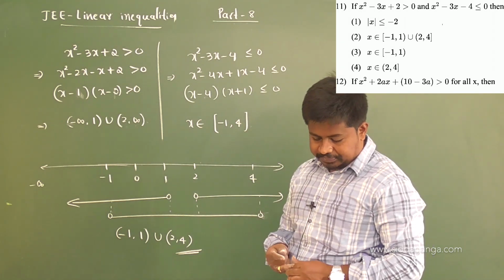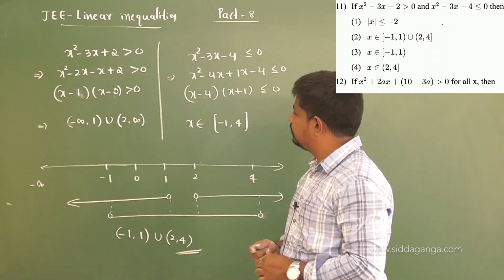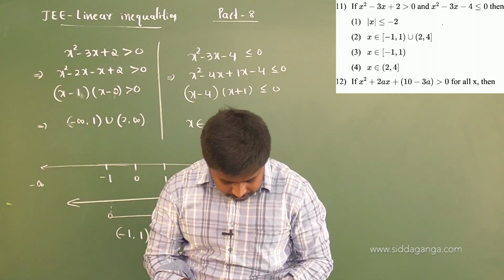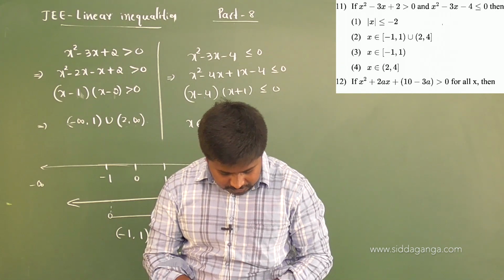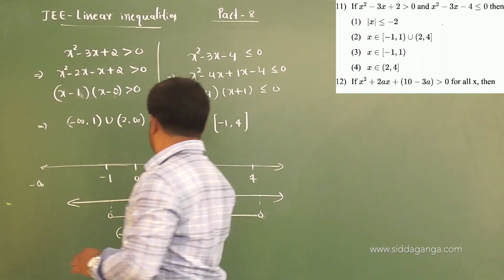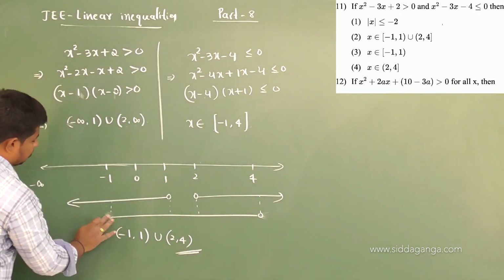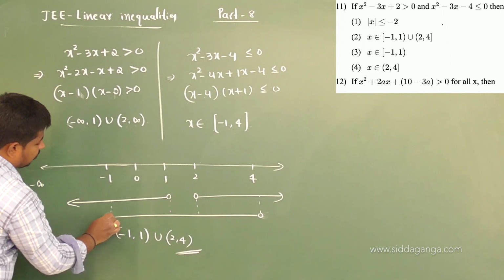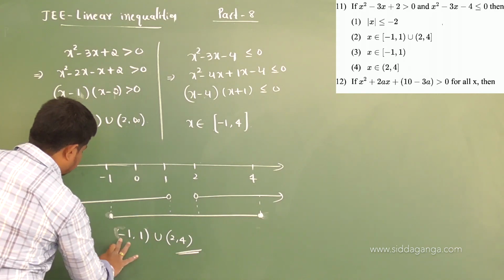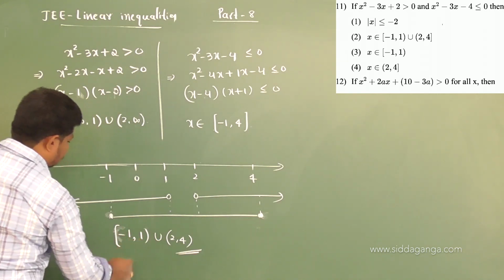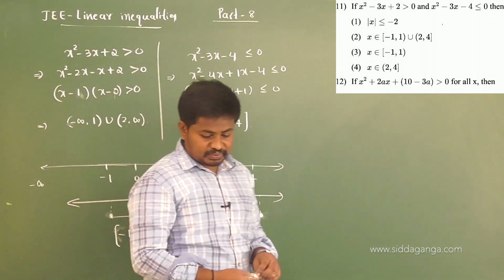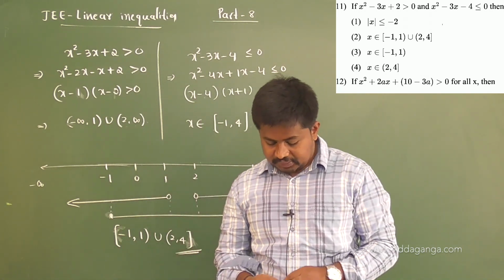That is option 2, -1 to... Sorry, -1 is including, right? -1 is including here. -1 to 4. So you get this -1 to +1. So 2 to 4. This is your solution set. Yes, option 2 is the correct one.